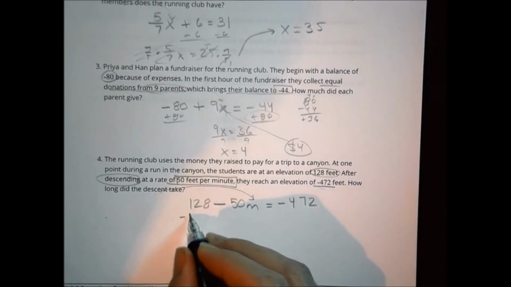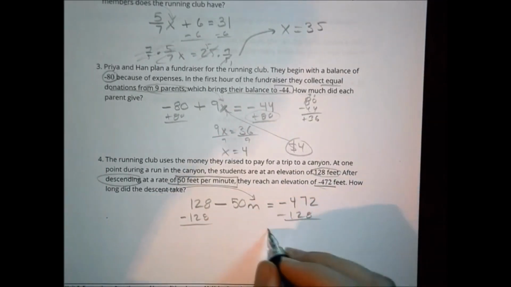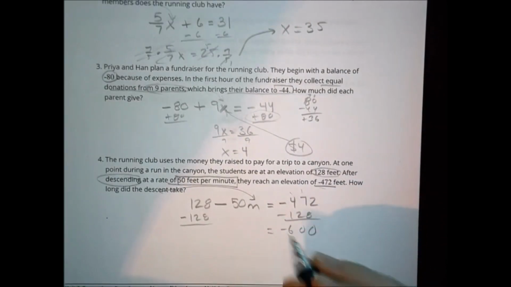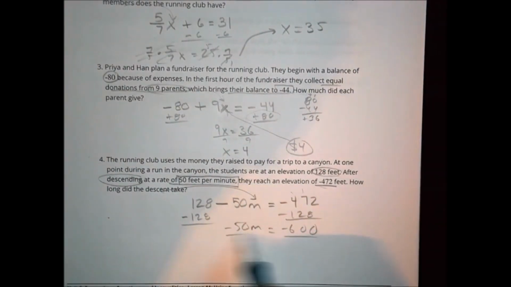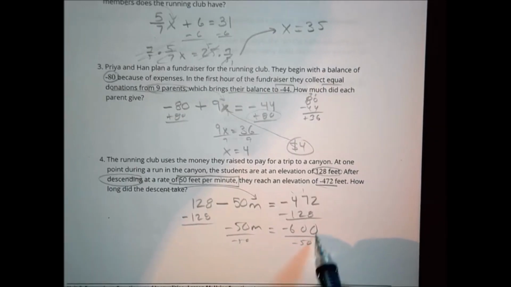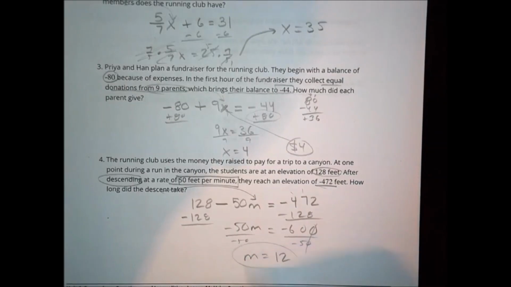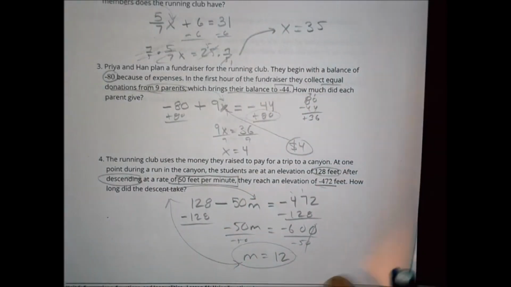So let's subtract 128, subtract 128. Signs are the same, so we find the sum and keep the sign the same. This becomes negative 600. So negative 50m equals negative 600. Divide both sides by negative 50, and m is going to equal 60 divided by 5 is 12, and negative divided by negative becomes a positive. So it took 12 minutes to make the descent, 12 minutes. That's what you end up with right there. Okay, so these are a variety of problems that we're looking at today.